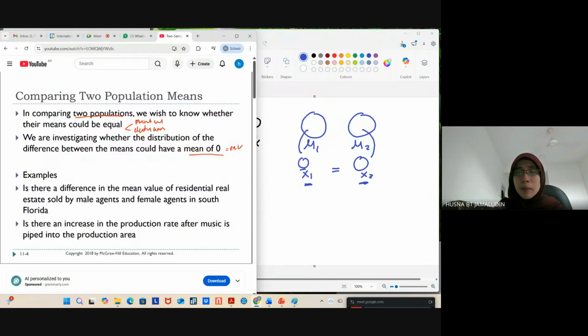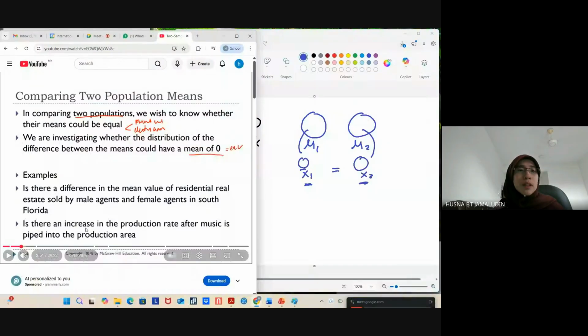So in the two sample, you will be given two different pieces of information. And the second example is actually referring to the dependent. We will look at the example soon.